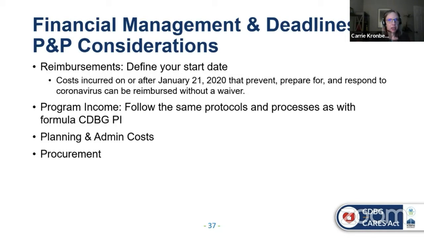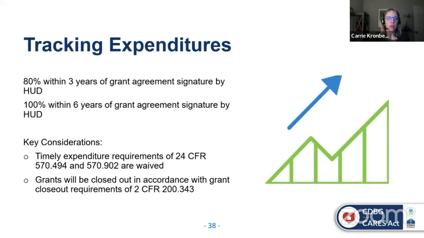And again, I'll just reiterate procurement and the importance of following your existing procedures to ensure costs are necessary and reasonable and contracts are awarded fairly. And then we've mentioned this a little bit, but tracking expenditures is important. Remember that timeliness under the annual program is waived. We're looking at different requirements here for expenditures. I'll say it one more time. Ensure your progress tracking and financial management procedures account for that abbreviated timeline, especially to spend 80% of funds in 3 years.